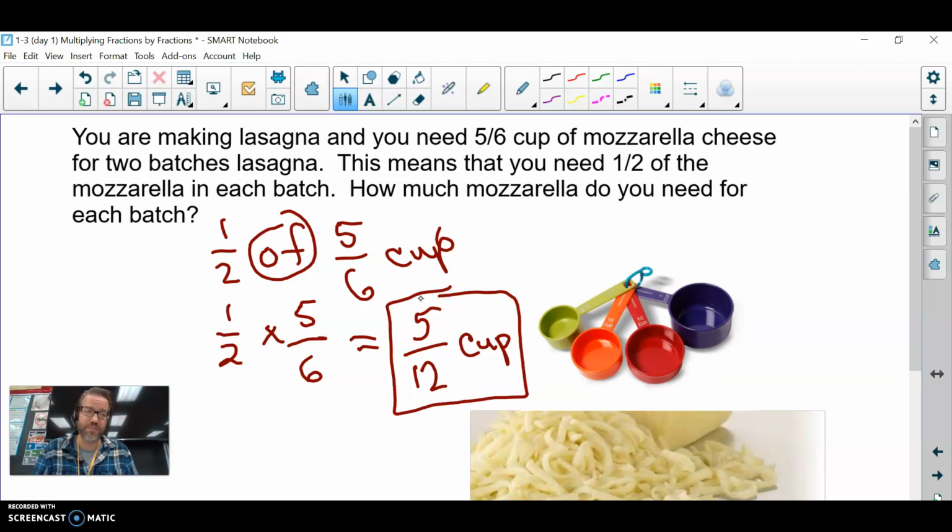Okay? Now I've got to be honest with you. I don't think it's possible to put too much cheese in your lasagna. So if you want to use more cheese than 5/12 of a cup in your lasagna, well, just be sure to invite me over because I want some of your lasagna.